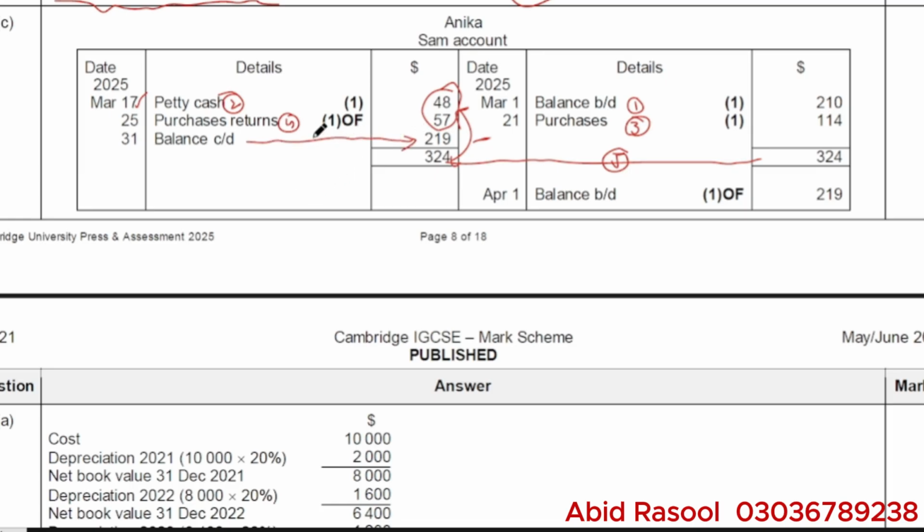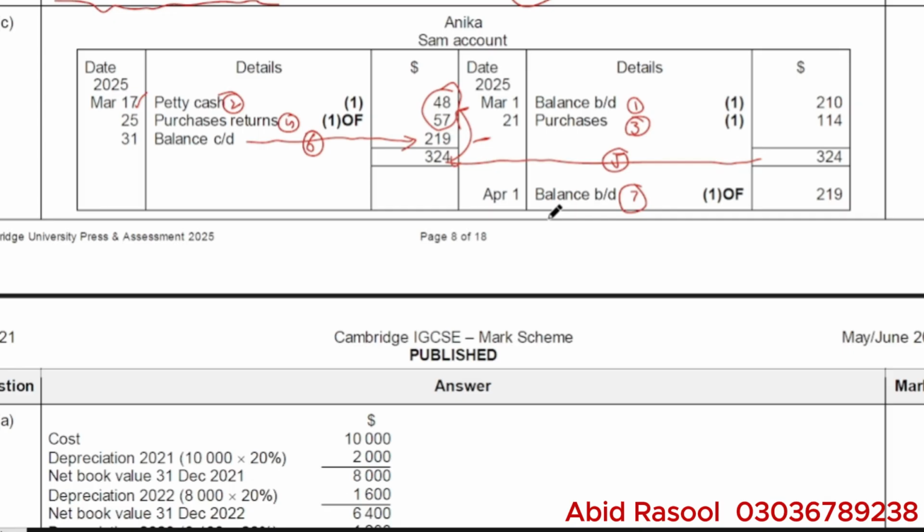This is our sixth step in making Sam's account. And then this balance CD is brought down on the first date of the next month, April 1. The balance BD goes on the opposite side of balance CD. If balance CD is coming on the debit side, then balance BD will be on the credit side. If balance CD is coming on the credit side, then BD will go on the debit side. They always go on opposite sides. And this is the seventh step of Sam's account, how we enter transactions step by step.